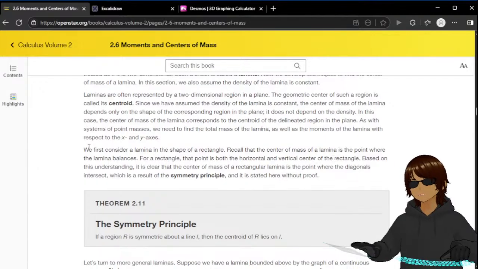Based on these, we first consider a lamina in the shape of a rectangle. Recall that the center of mass of a lamina is the point where the lamina balances. For a rectangle, that is both the horizontal and vertical center of the rectangle. Based on this understanding, it is clear that the center of mass of a rectangular lamina is the point where the diagonals intersect, which is a result of the symmetry principle.